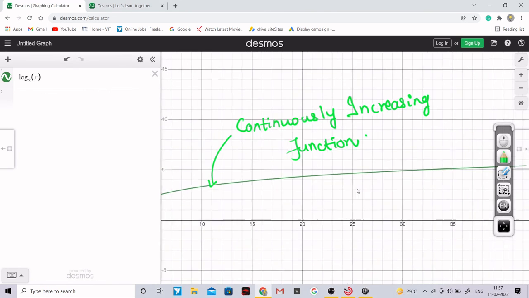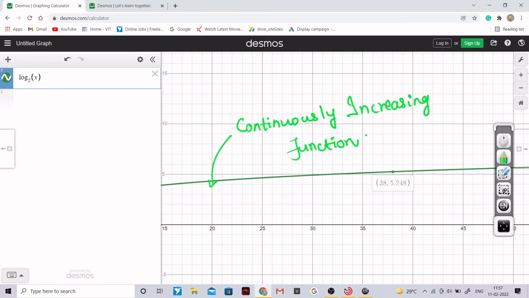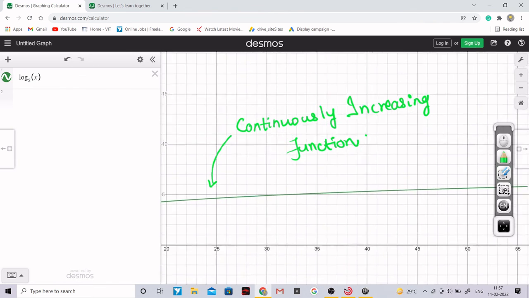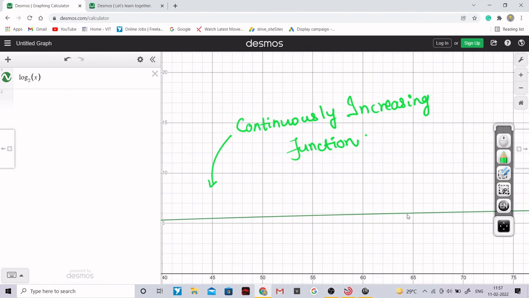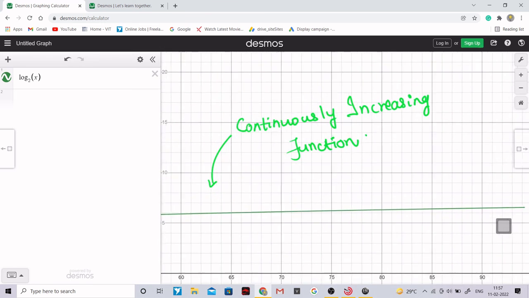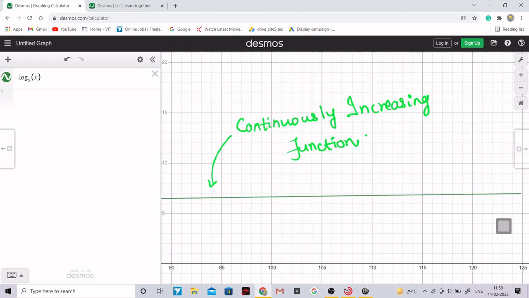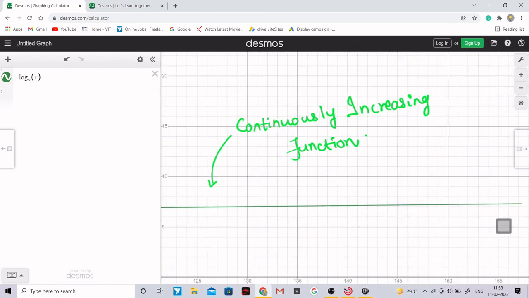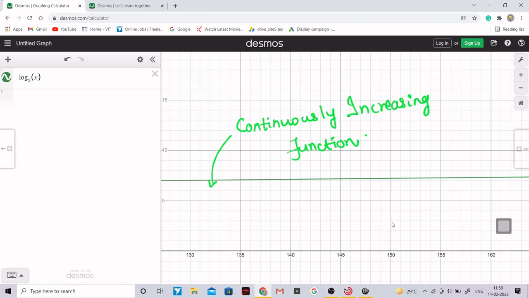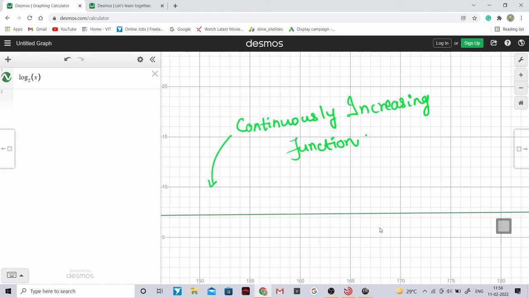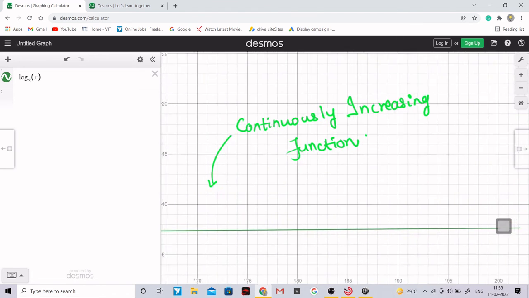And as you can see, if I'm moving forward and forward and forward, it is going to infinite. It is approaching infinite, but it is never going to stop, right? As you can see, even though I'm moving so far forward, like now I have reached x is equals to 155, this graph is still increasing, as you can see.